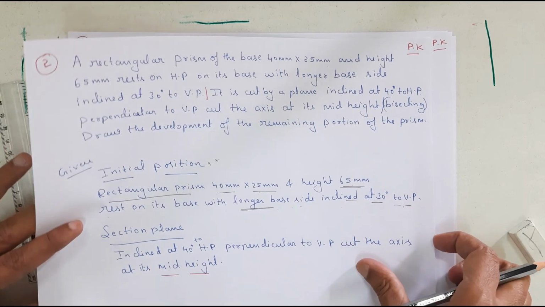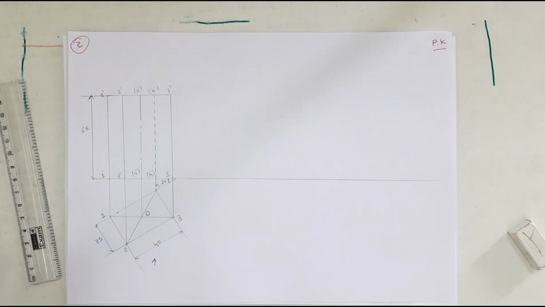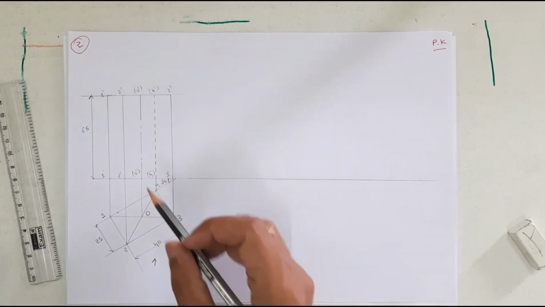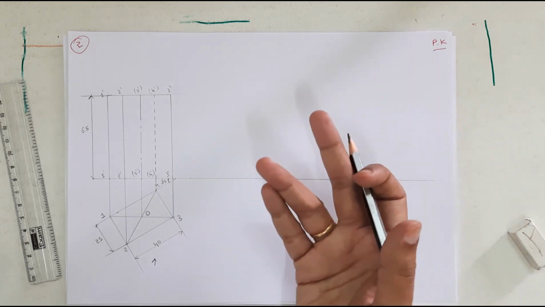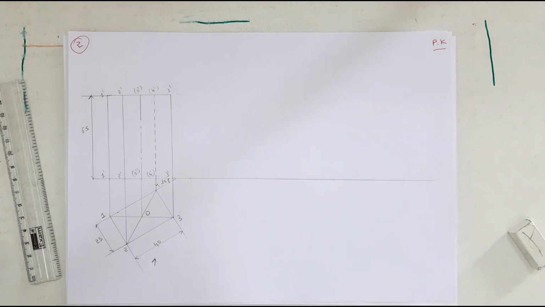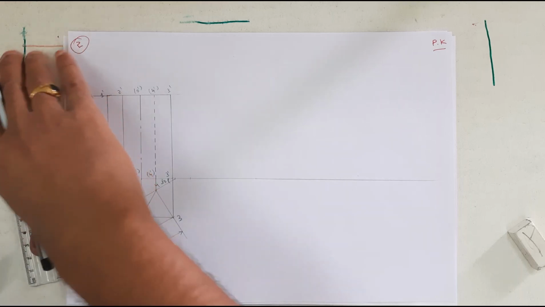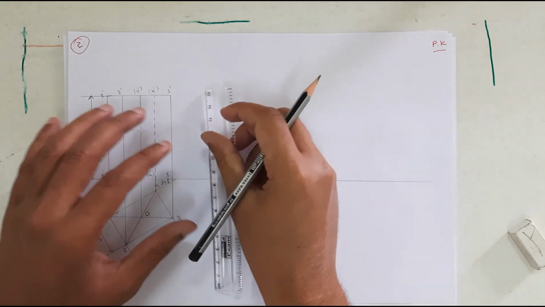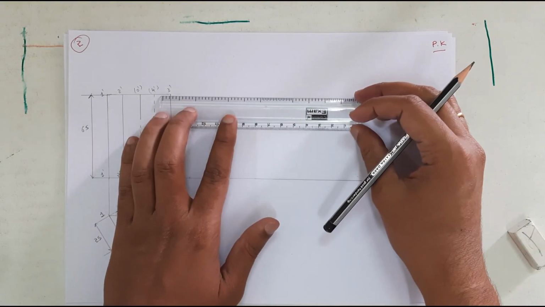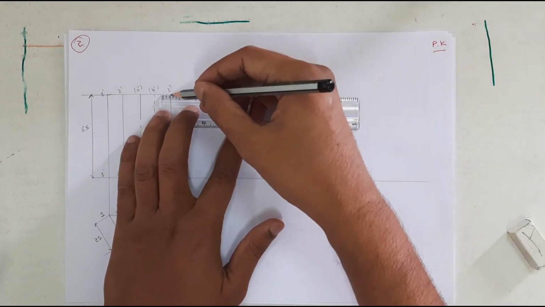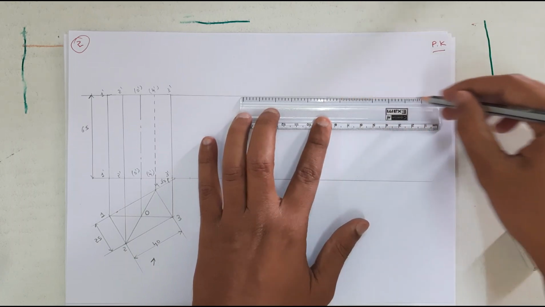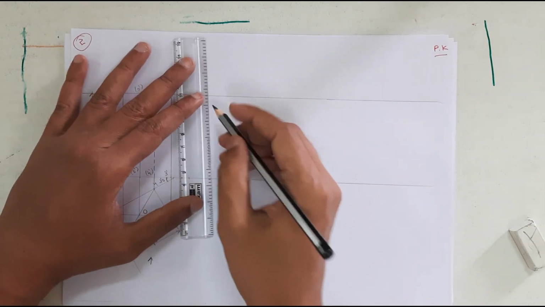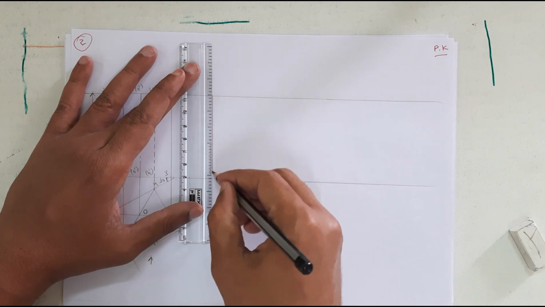Now let me tell you how to draw the development. See, all the vertical edges are parallel to the axis, hence it is called the parallel line method. So we are going to solve by the parallel line method. First I am going to draw the parallel lines like this. First I am going to consider which edge? The vertical edge.